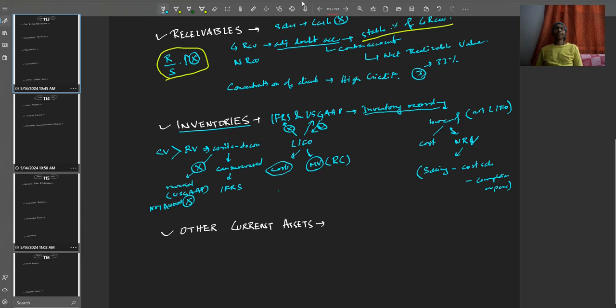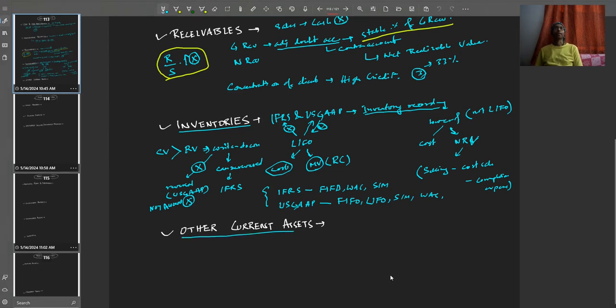The inventory methods used under IFRS are FIFO, weighted average cost, and specific identification method. Right? LIFO is not allowed. Under US GAAP, LIFO is allowed. So here you can do FIFO, you can do LIFO, you can do specific identification, you can do weighted average cost. So that's all about inventories.